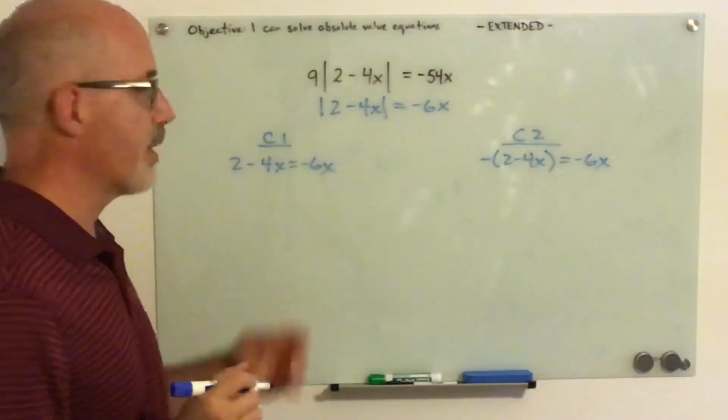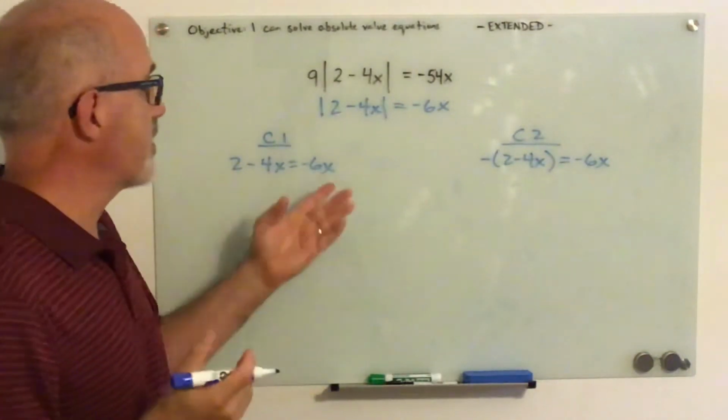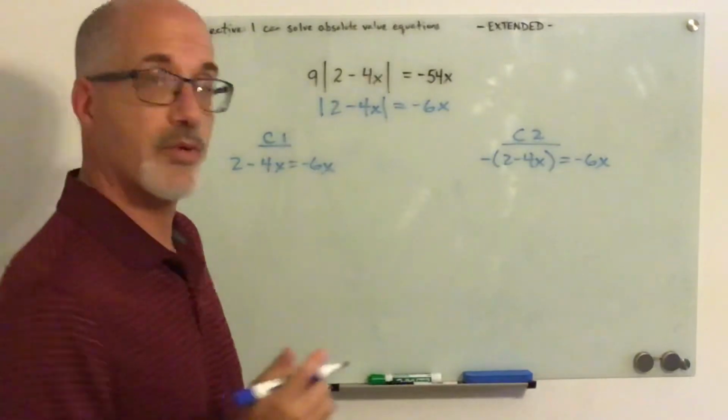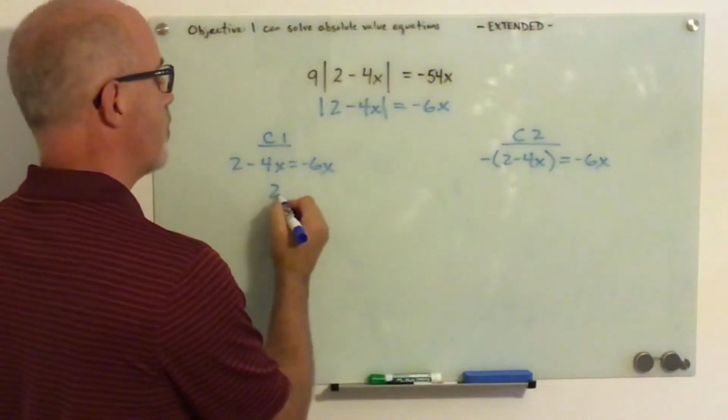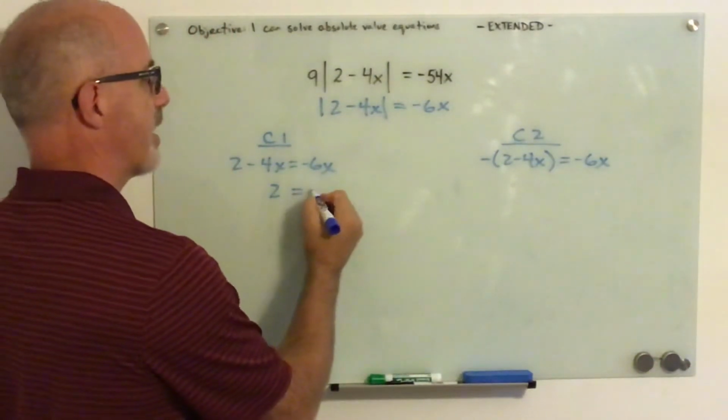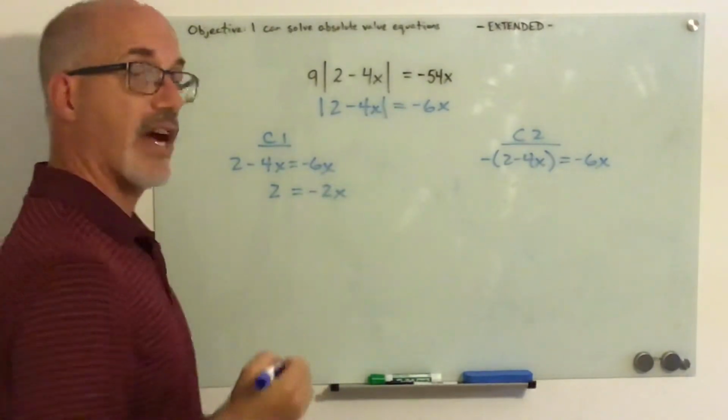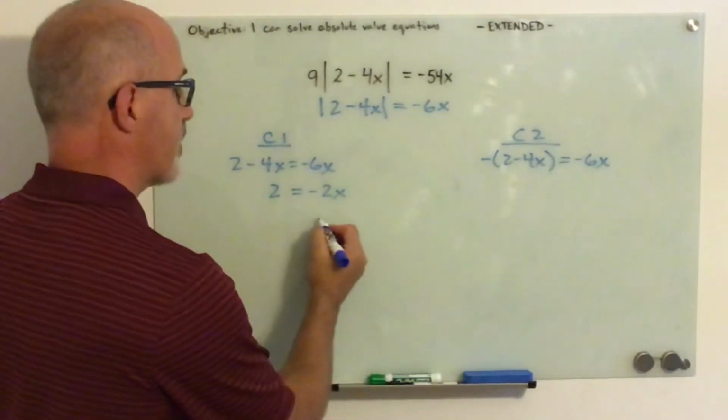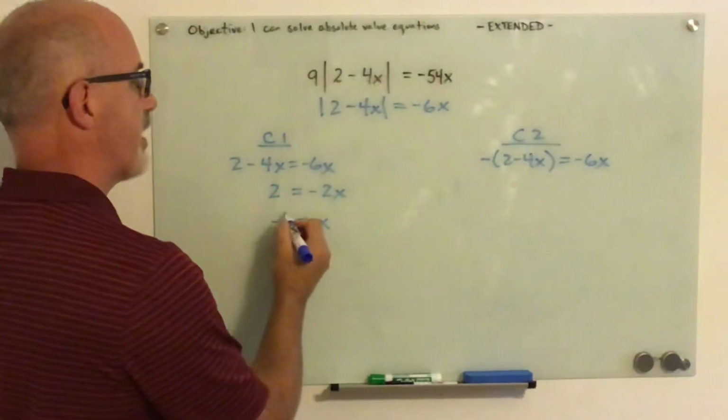Now, let's go ahead and solve both of these. I'm going to start with this one. I'm going to get the x's together by adding 4x to both sides. So I get 2 equals negative 2x. Divide by negative 2 on both sides, and you get x equal to negative 1.